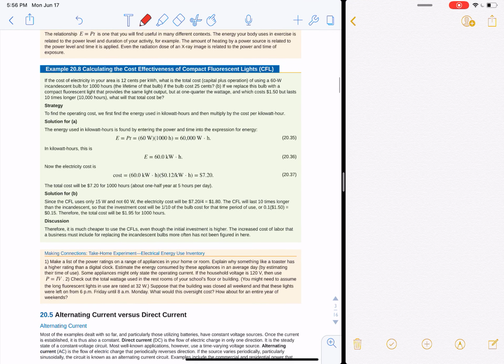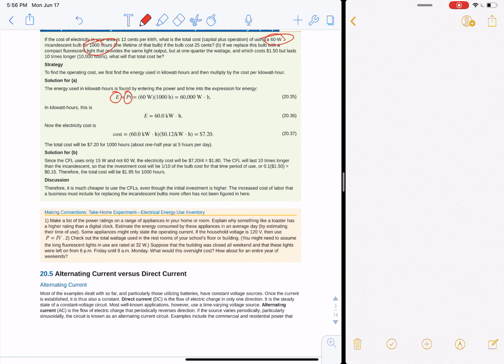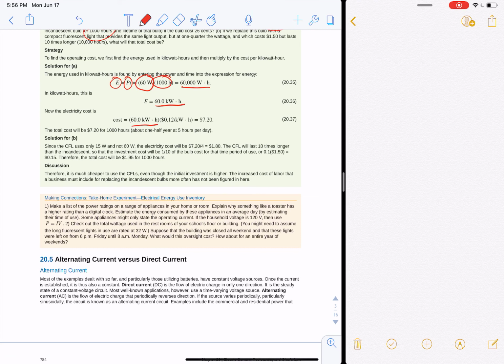But let's say you want to figure out the cost to run a 60-watt light bulb over 1,000 hours, which is about the lifetime of a bulb before it burns out. The energy you're going to use is the power, the rate of energy usage, times the total time. So you run this 60-watt bulb for 1,000 hours and you get 60,000 watt-hours, so the energy is 60 kilowatt hours. The electricity cost is 60 kilowatt hours times 12 cents per kilowatt hour, about $7.20. If you run this for 5 hours a day, it's a little over half a year of having a light bulb. Okay, so it costs about $7.